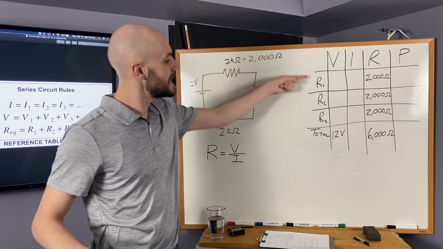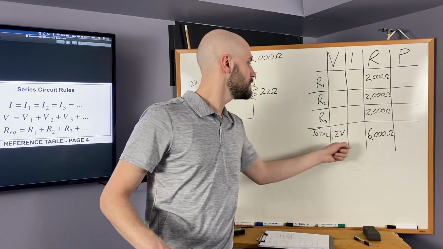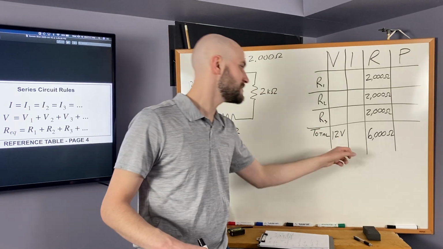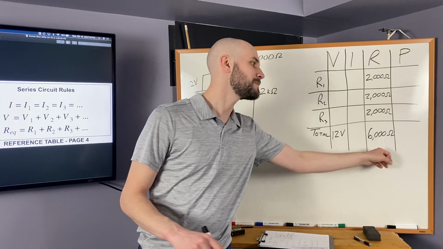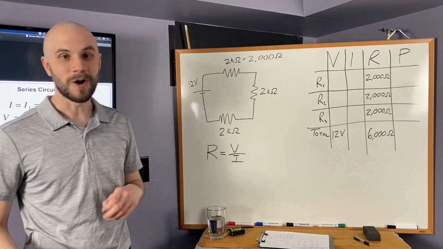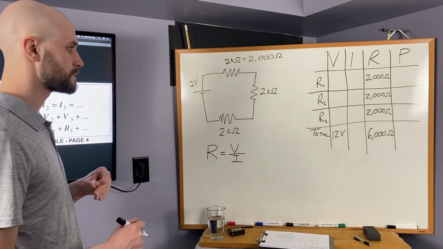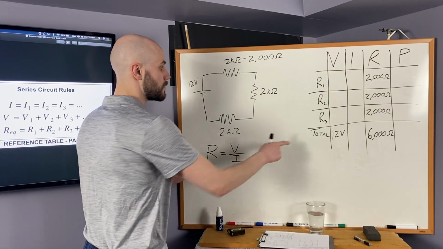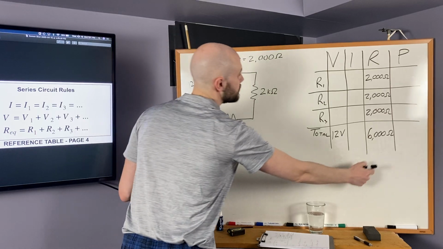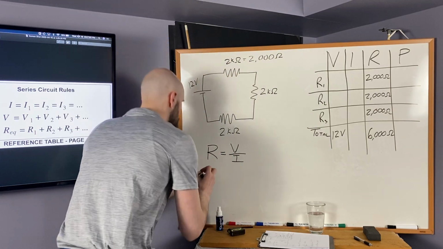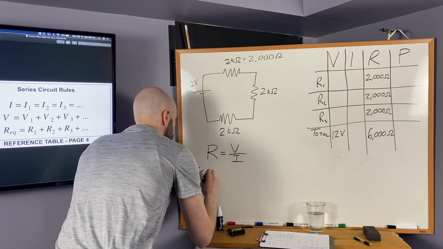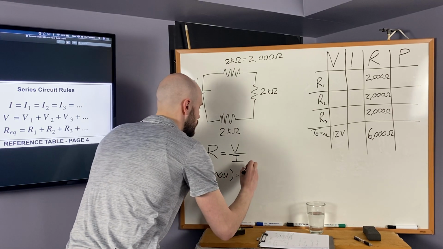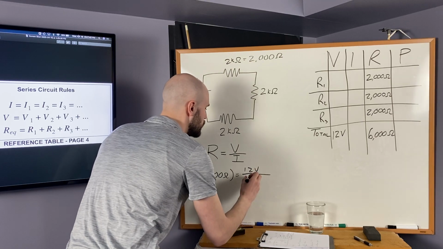If you look across any of the rows, if we know the voltage and the resistance, we can find the current. If we know the current and the resistance, we can find the voltage. If we know the voltage and the current, we can find the resistance, based on the Ohm's law relationship. So let's plug in what we know. If we're looking at the total section, we have to make sure we use the total resistance of the circuit. 6,000 ohms. It's a 12-volt source in total. What's the current?